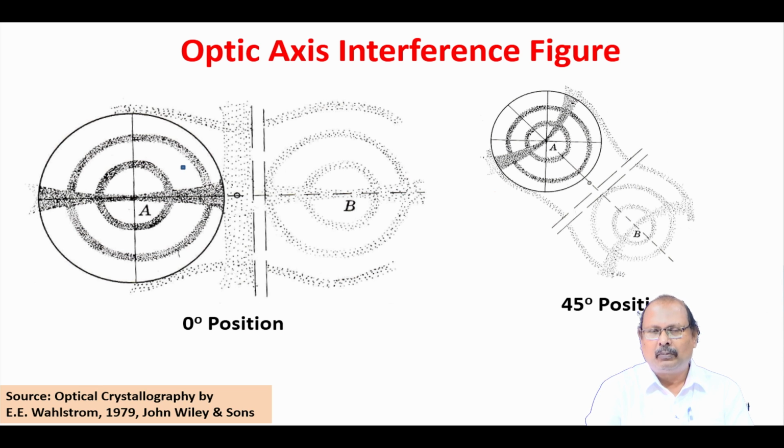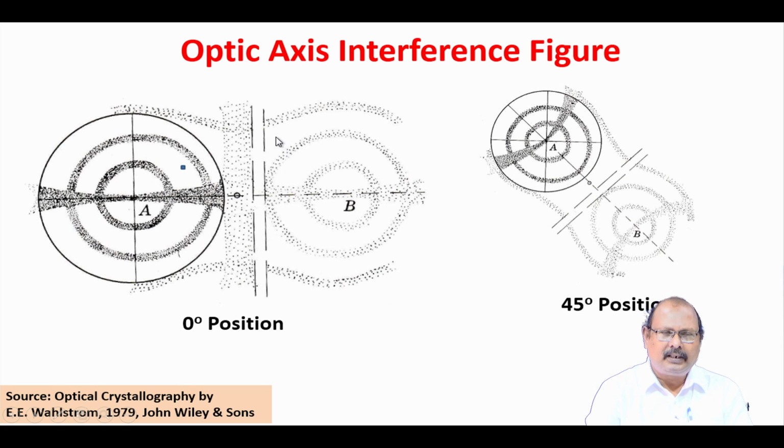Among different grains of a biaxial mineral, the grain which is behaving isotropically, which under all stages of rotation of the microscope stage is always dark, that kind of optic orientation you can choose for determining an interference figure, which we call the optic axis interference figure. And how does it look? This is the 0 degree position and this is the 45 degree position.